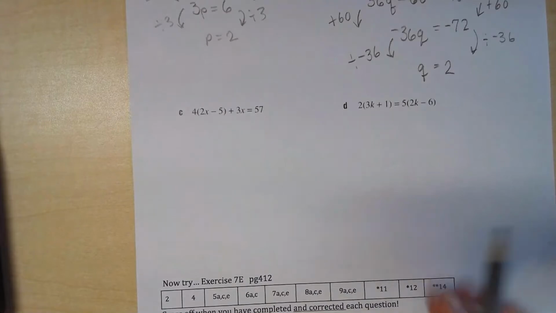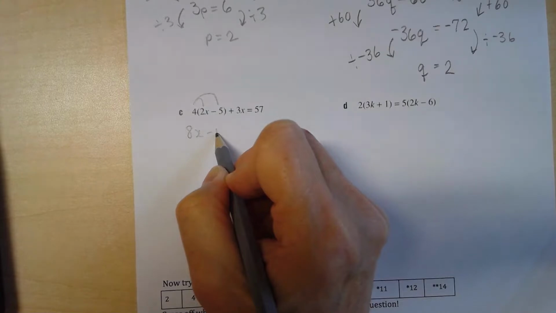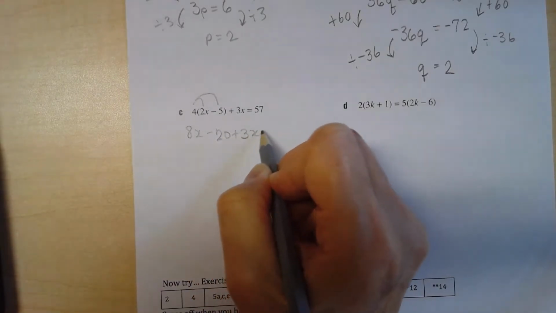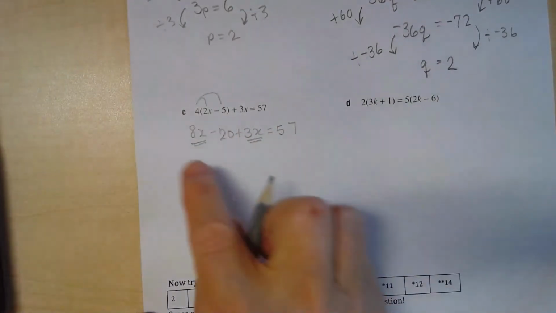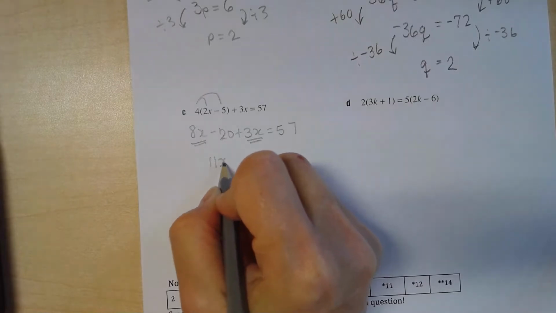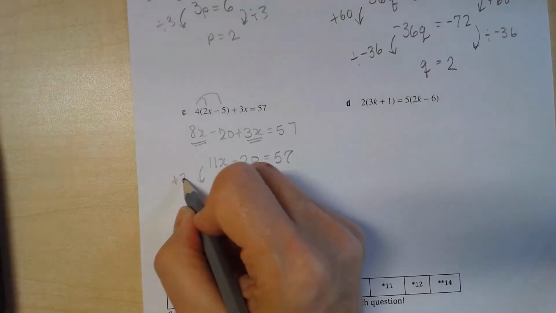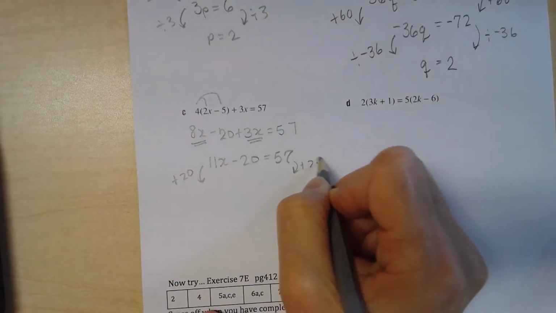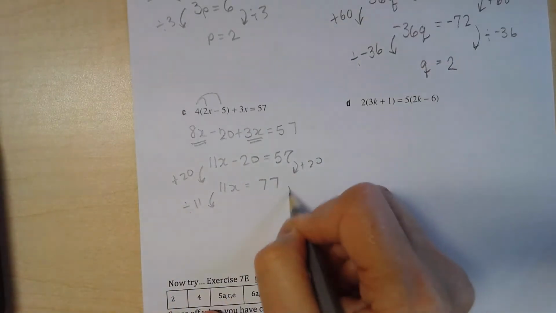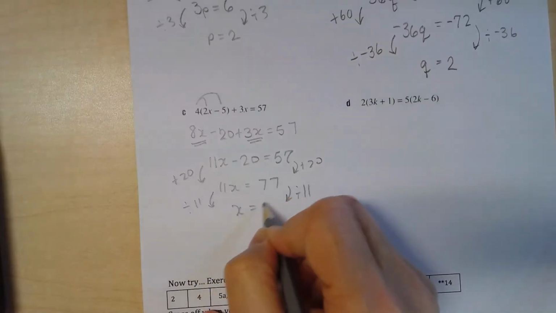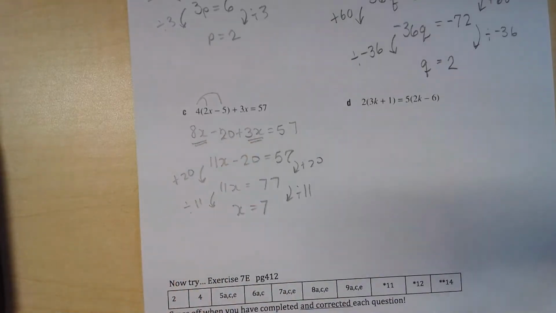Okay, the next one is the one where you have to combine like terms. So this gives me 8x minus 20 plus 3x equals 57. And I need to combine these two x's before I can start my solving. So 8x and 3x are 11x. And now it's the regular old add 20, and divide by 11. So the only real new step is expanding and then combining these two.